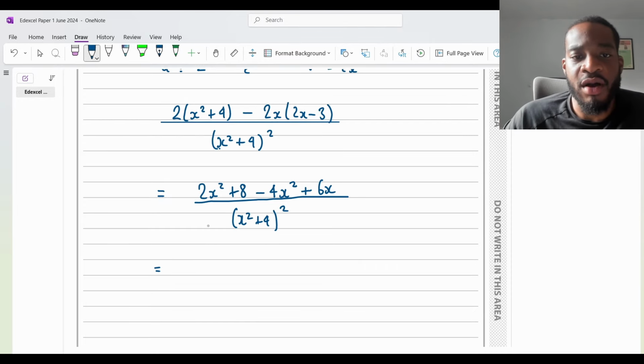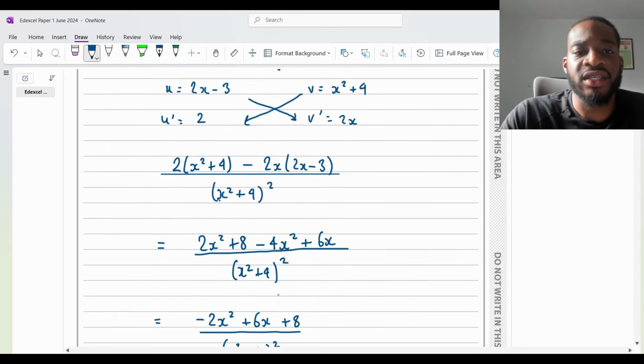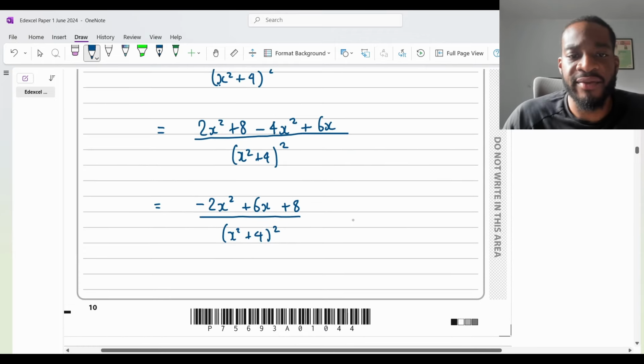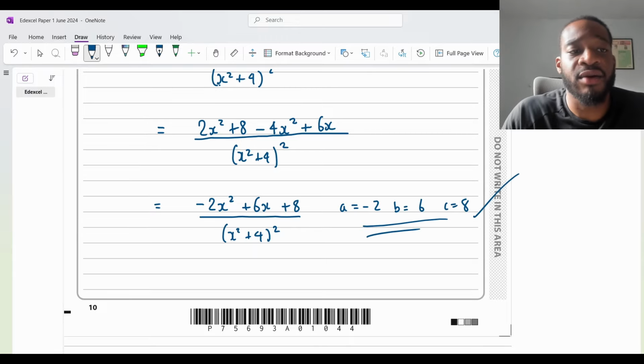Tidying up a bit more. 2 take away 4 is minus 2, isn't it? So it's going to be minus 2x squared plus 6x plus 8 over x squared plus 4 all squared. And obviously they want it in the form ax squared plus bx plus c. So yeah, we're done. So a is going to equal minus 2, b is going to equal 6, and c is going to equal 8. And that is part A.